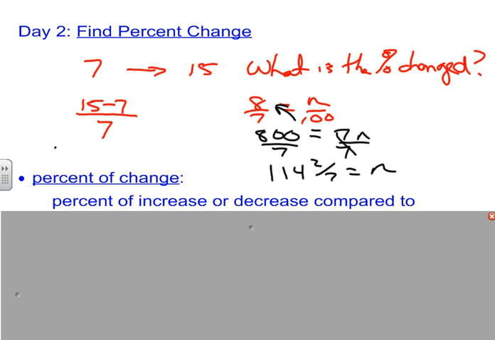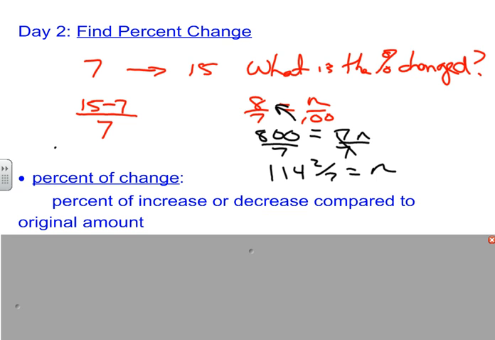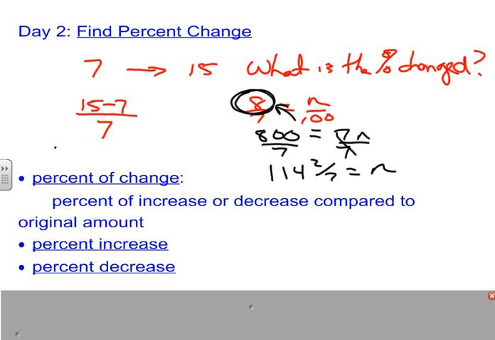So percent change is the percent of increase or decrease, and we're always comparing it to what number? No, no. We're comparing the change to the original amount. In this case, the original number was 7. And it changed by 8. It had this increase of 8. That's a positive 8. Okay? We can have decreases too. So we have percent increases and decreases. Decreases, we will see what type of sign? A negative. Very good, a negative sign.